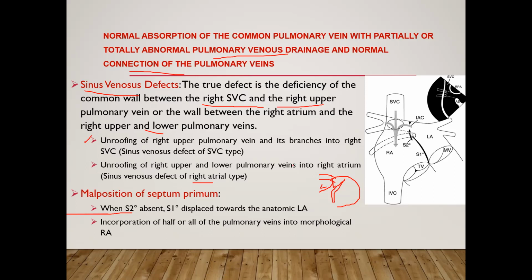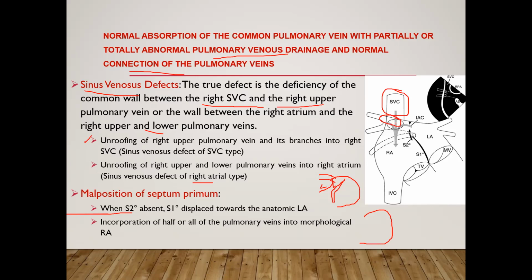As we have seen previously, if you observe a sinus venosus defect, the true defect is the deficiency of the common wall between the right SVC and the right upper pulmonary vein. If you see, this is the LA, and there is a defect between them. Usually this is the SVC, which is in relation to the right pulmonary vein.